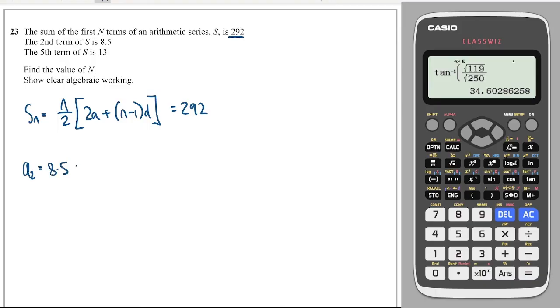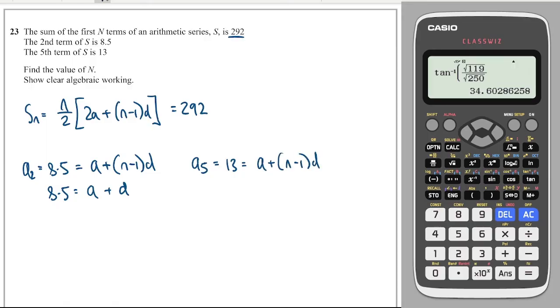8.5, and I also know that the second term is equal to the first term plus (n minus 1) times the difference. So 8.5 is equal to a, which is the first term, plus n is 2 because it's the second term, take away 1 is 1, times d. I can also use this same formula for A5, which is 13. That's equal to a plus, again, (n minus 1) times d, which is equal to a plus n is 5, so take 1 is 4, so 4d.